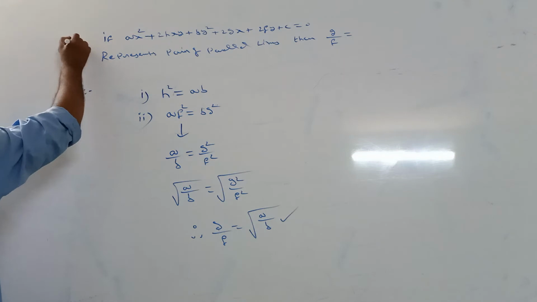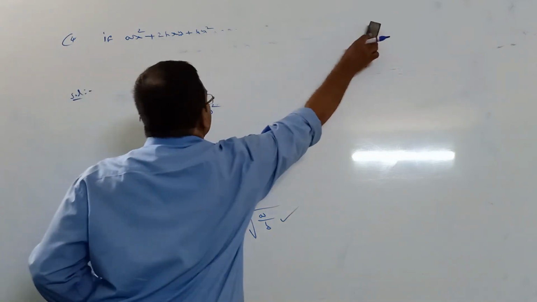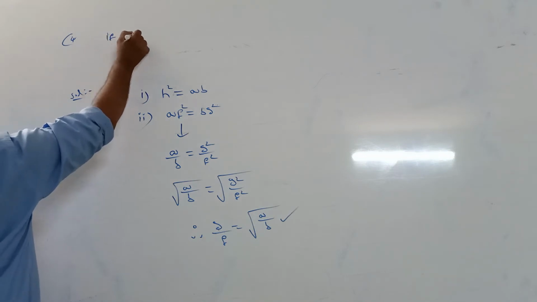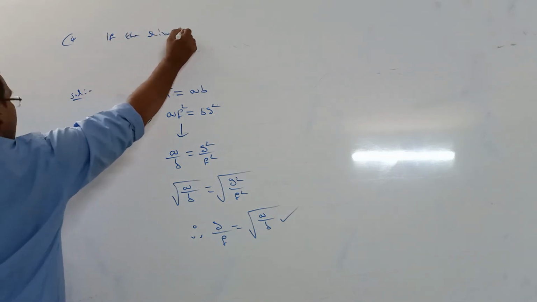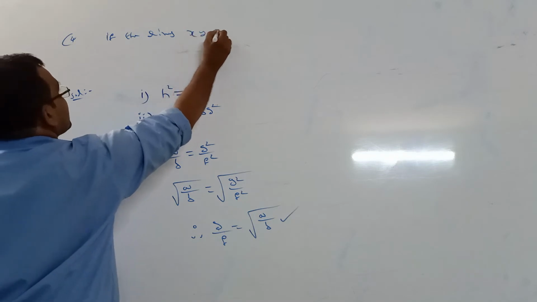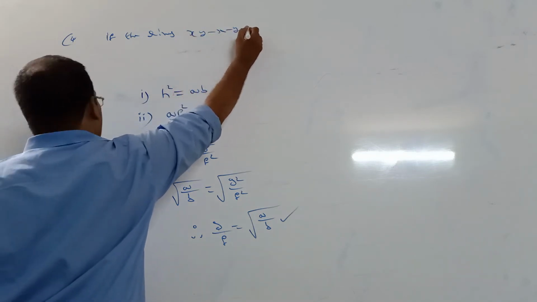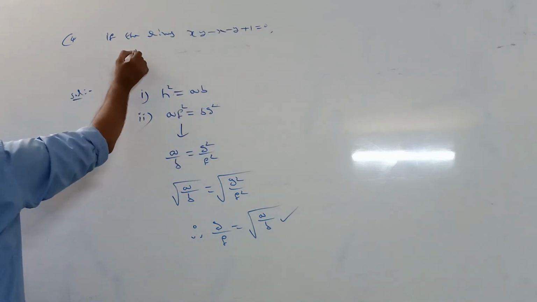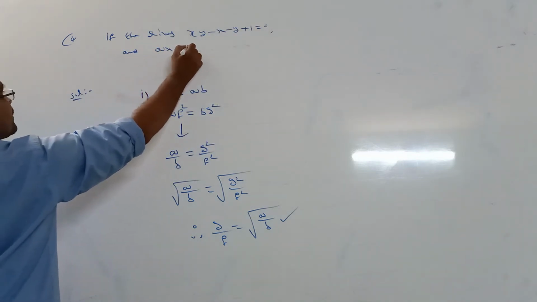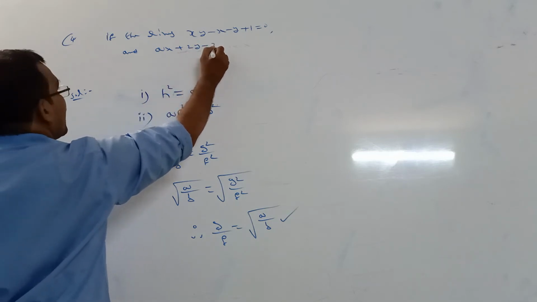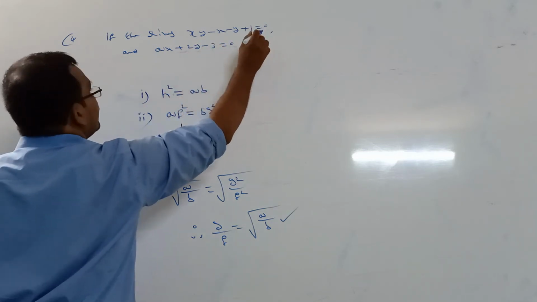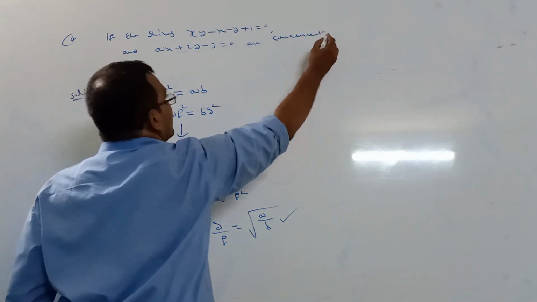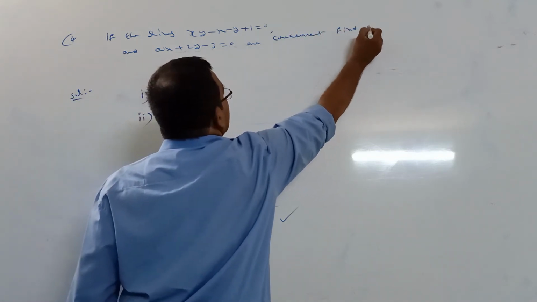Next. If the lines xy minus x minus y plus 1 equal to 0 and ax plus 2y minus 3 equal to 0 are concurrent, find a.